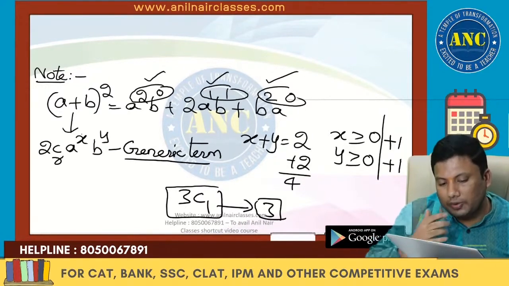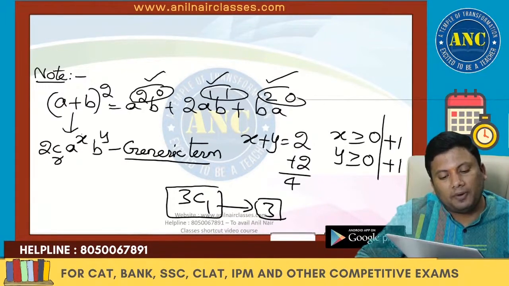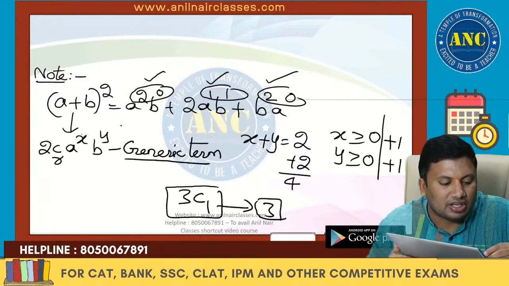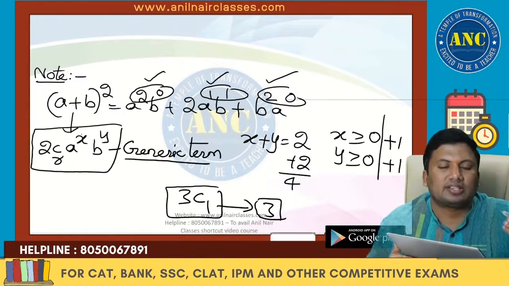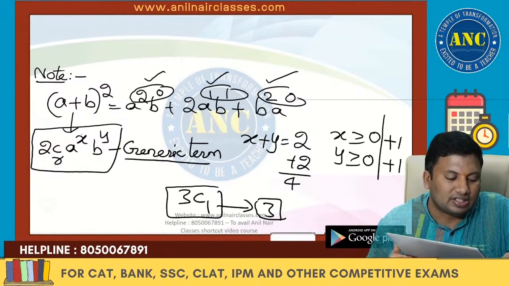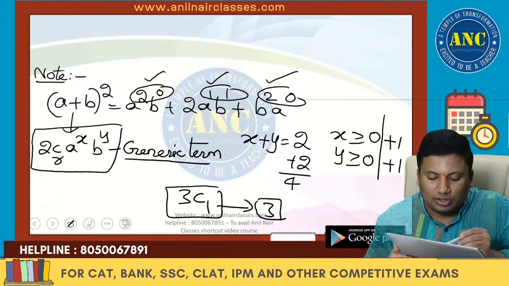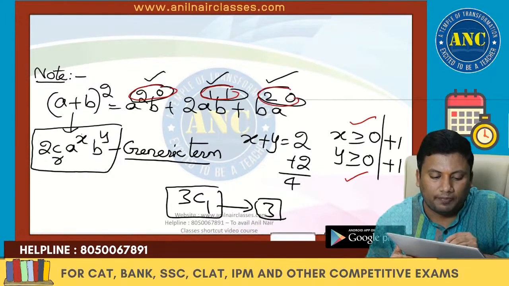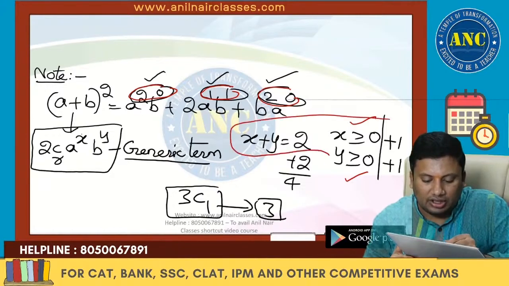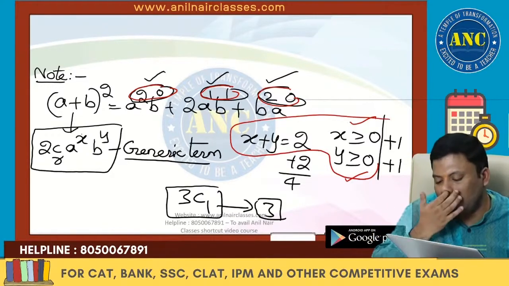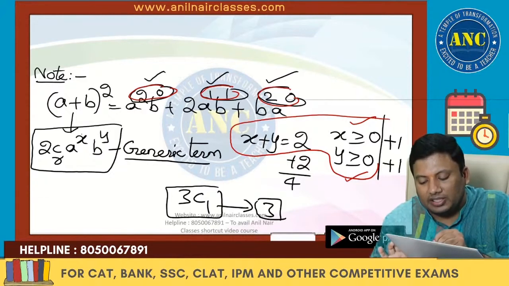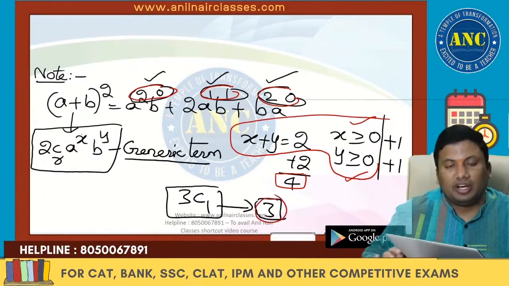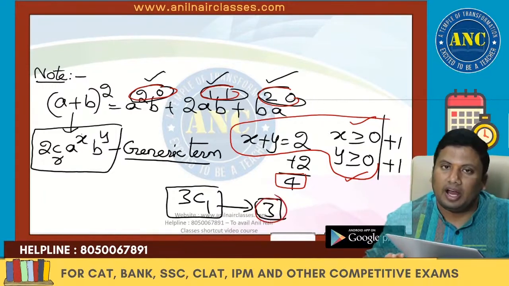(a plus b) whole square is a square b power 0, a power 1 b power 1, b square a power 0. So the generic term is 2Cr a power x b power y. Powers can take 0. So x can take 0, y can take 0. The powers sum is nothing but 2, x plus y. If you understand this, then the number of terms is very, very easy. 0 means add 1, add 1. 2 plus 2 is 4, which is 3C1, nothing but 3. I hope it is clear.